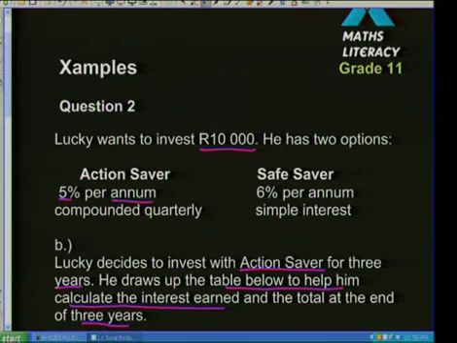Now, the reason that Lucky's drawn up a table is because this money that he invested was compounded on a quarterly basis. So before we carry on, let's actually discuss what that means. If we look at our Action Saver, it was 5% per annum, but compounded quarterly. Now remember your compound interest. Your interest is calculated on your balance in your account plus interest. So it all depends on how often it's compounded, on when they calculate that interest.